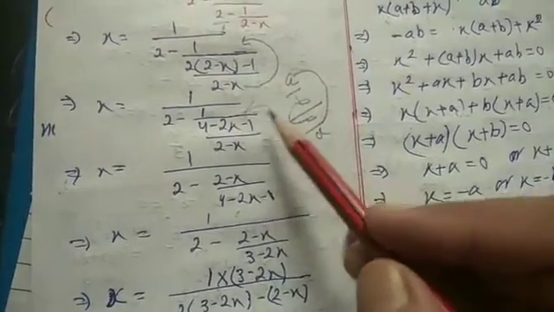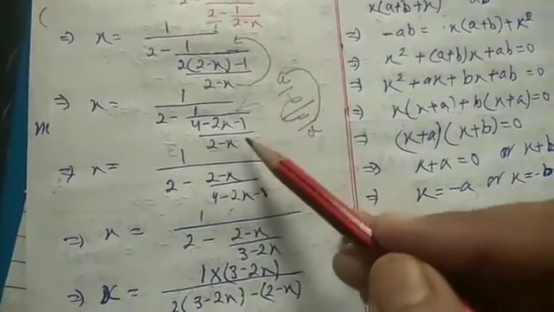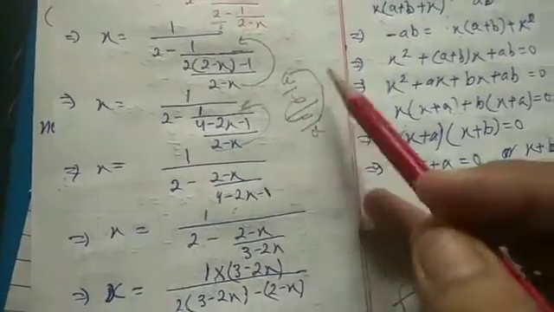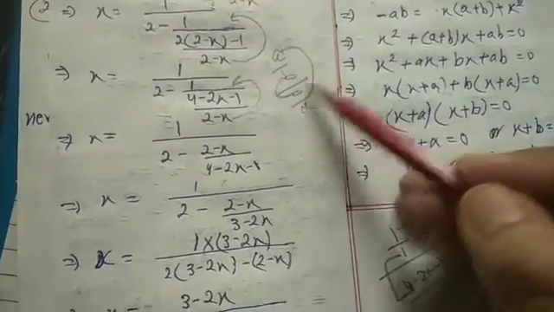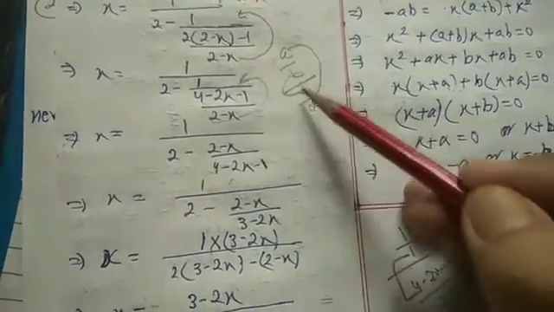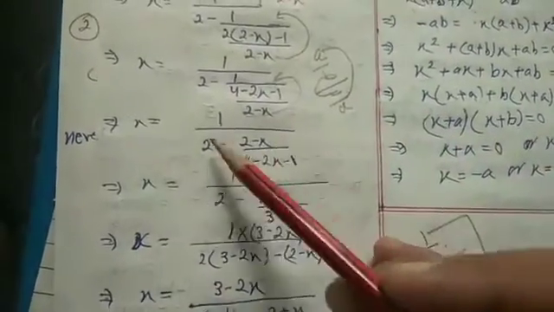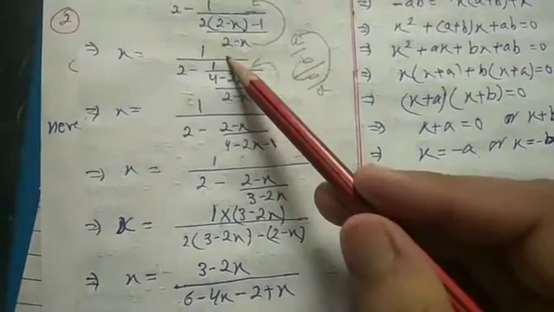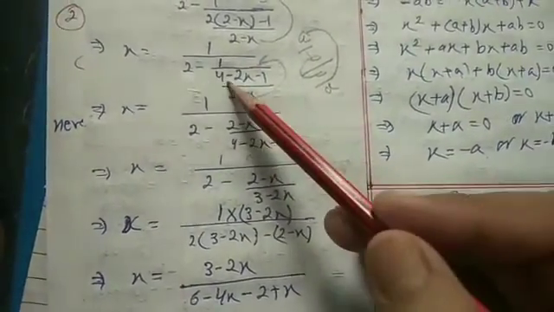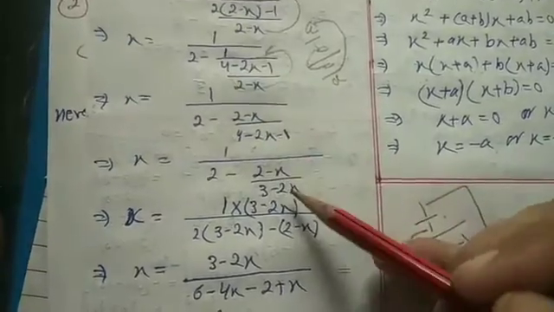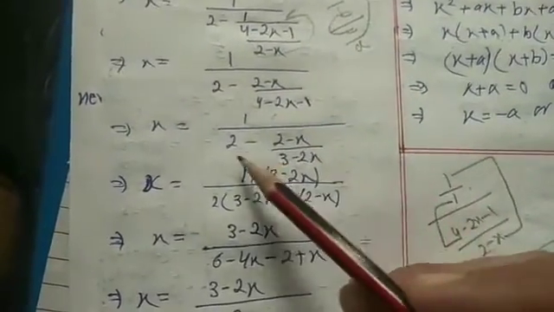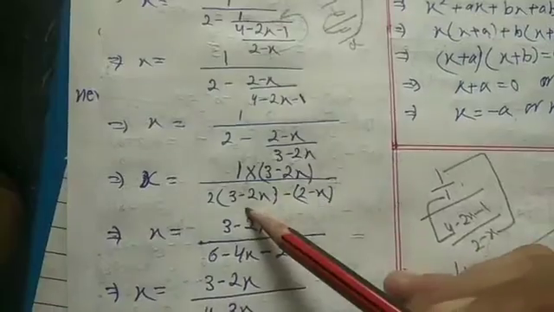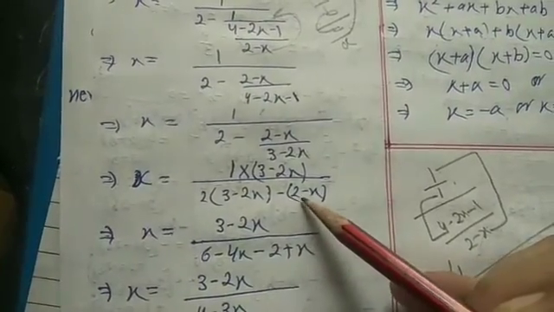Now this 2 minus x will go here. The reason is that as we know, a upon b whole upon c upon d means a into d is equal to b into c. Using that, we are getting x equals 1 over 2 minus, this 2 minus x will go here, 1 into 2 minus x over 4 minus 2x minus 1, that will be 3 minus 2x. Now again taking the LCM, this 2 has to multiply by 3 minus 2x, so 2 into 3 minus 2x minus of 2 minus x.